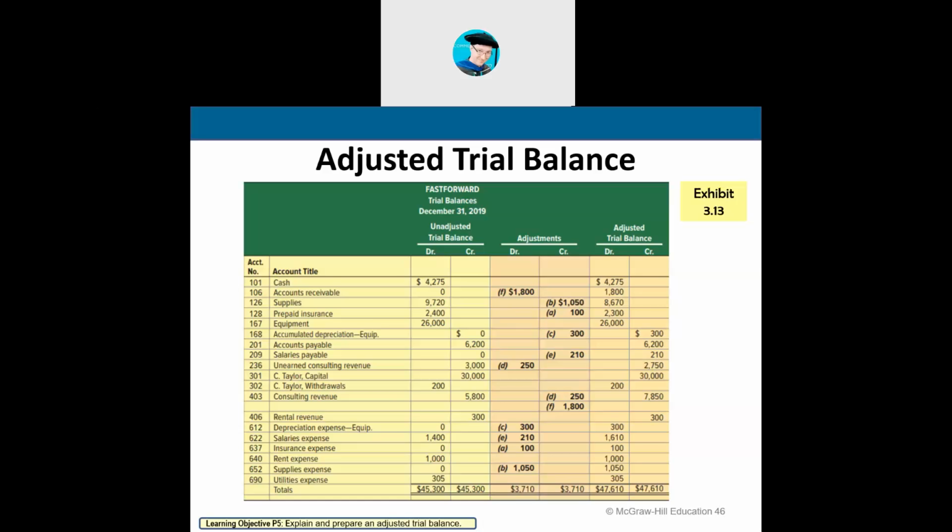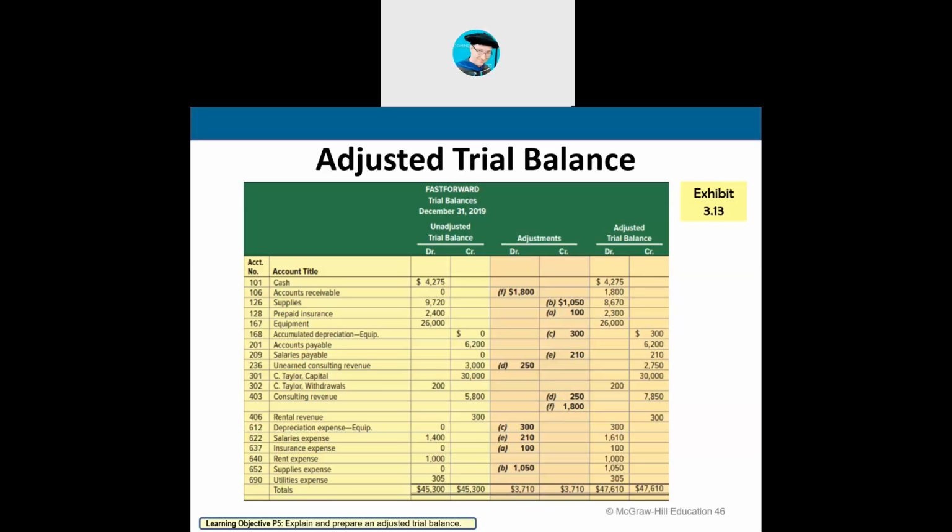He or she at some point in the past deposited $30,000 into the business, whether it was through cash or bringing in equipment or whatever into the business. That $30,000 for Taylor paid in capital represents the owner, C. Taylor, the investment that individual made into the business. So that's what the capital account is.